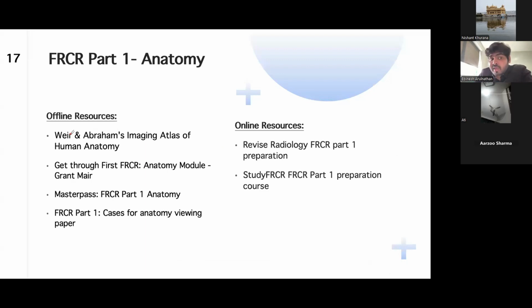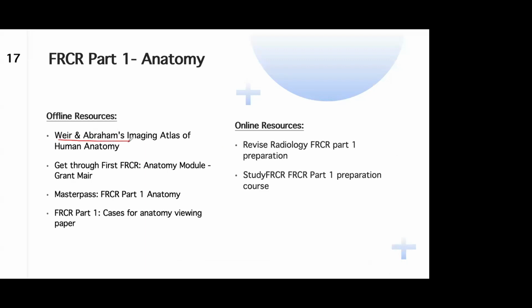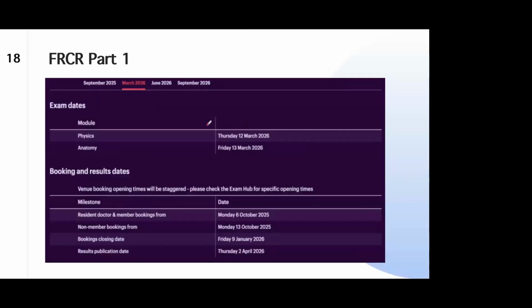For anatomy, there are a lot of resources available. The gold standard, people say, is Weir and Abrahams' Imaging Atlas, but it's quite extensive, so you can use it for reference. Then you have Get Through FRCR Anatomy Module by Grant Mayer, which is a commonly used book, and Masterpass Anatomy. There are a few more anatomy books, but I used Grant Mayer for my preparation. Revised Radiology and Study FRCR are also running their own FRCR preparation courses.